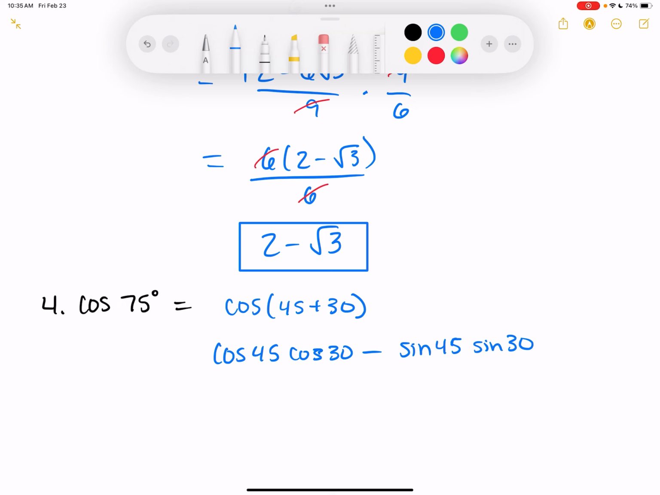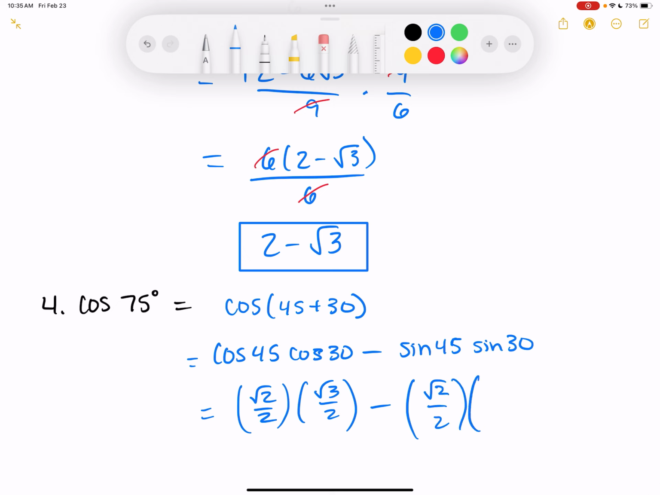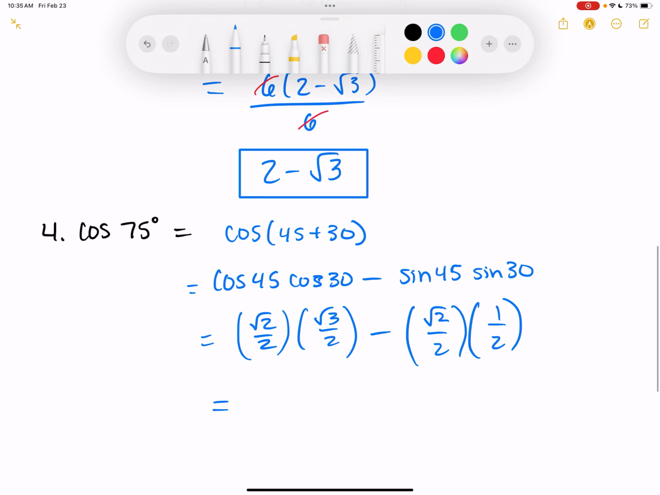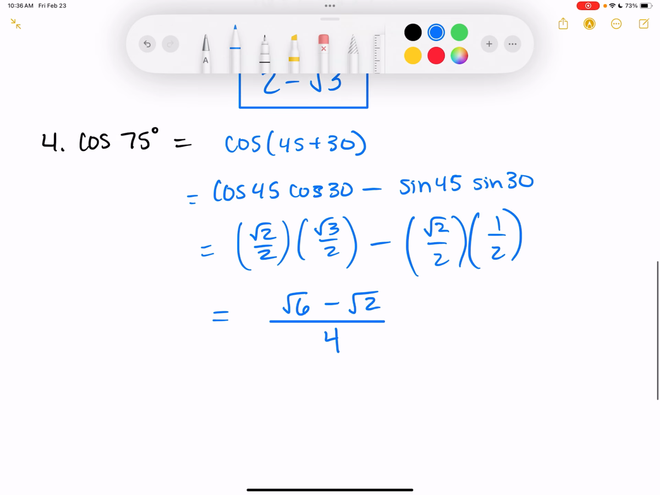What is the cosine of 45? Root 2 over 2. Cosine of 30? Root 3 over 2. Minus sine of 45, root 2 over 2. Sine of 30, 1/2. And then I have a common denominator on the bottom because it's going to be 4. It's 2 times 2 on both sides. So I'm going to go ahead and write this all as one thing. Root 2 times root 3 is root 6, minus root 2. And that would be your answer for that one.